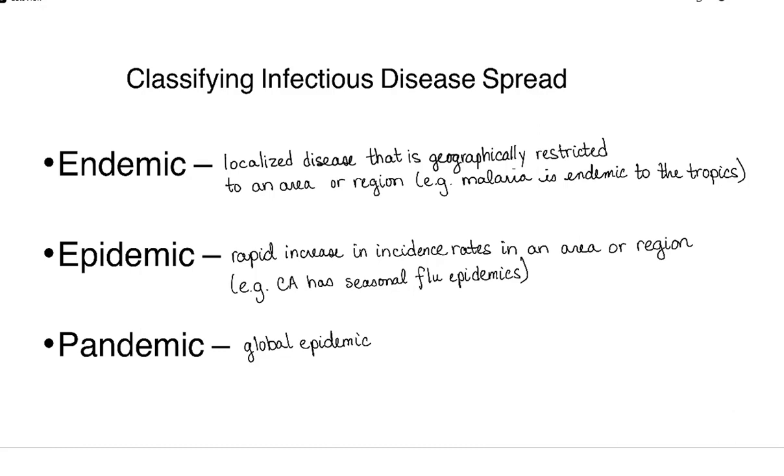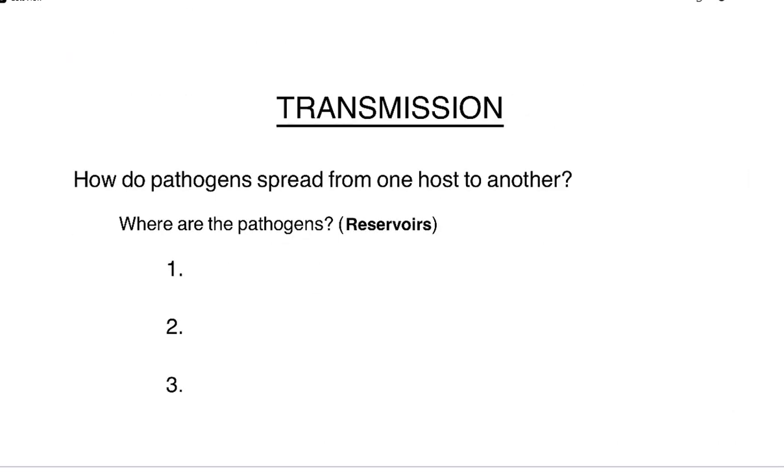And now we're going to take a look at transmission. Transmission is about how infectious disease spreads, typically from one host to another. However, it's not always that straightforward. Sometimes there are intermediates involved as well.